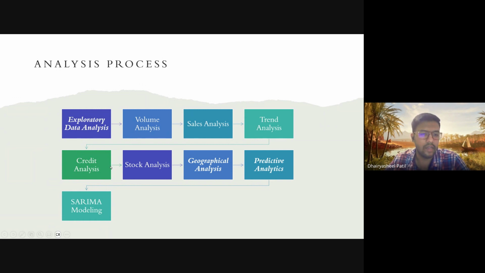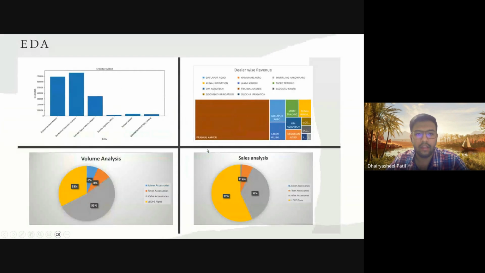In credit analysis, we saw there was a bit of risk with some creditors, and in stock analysis, we understood how much stock was left and how much was sold and the frequency of that. In geographical analysis, the most important thing for a distributor is to have his location equally accessible to all his dealers. And we did some predictive analysis using previous data, trying some SARIMA modeling.